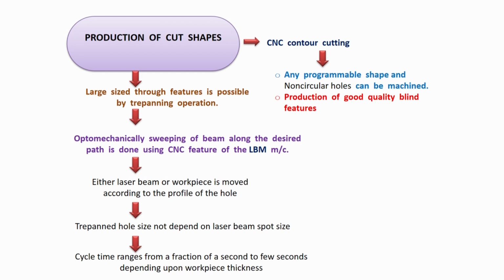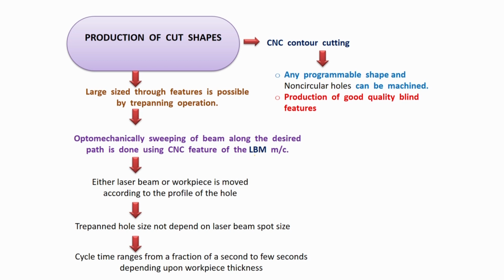So production of cut space by a CNC contour cutting. Any programmable shape or non-circular holes can be machined by CNC. Production of good quality blind features also can be machined. So large size through features are possible by trepanning operation.